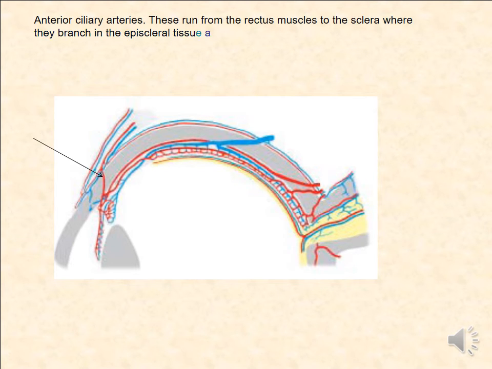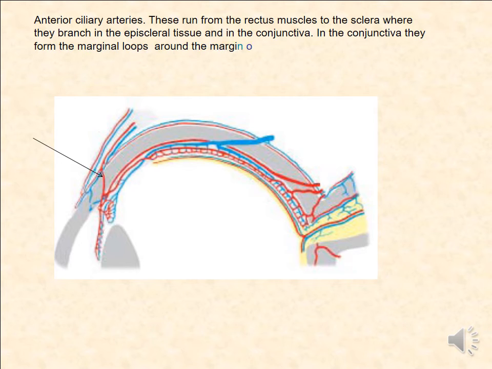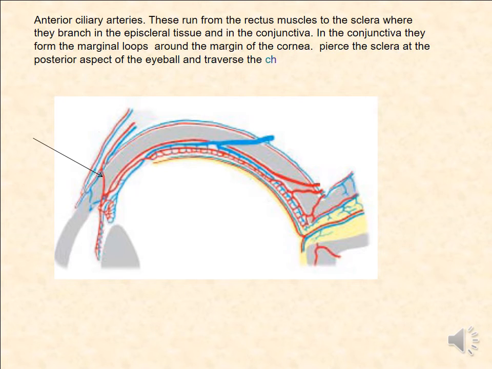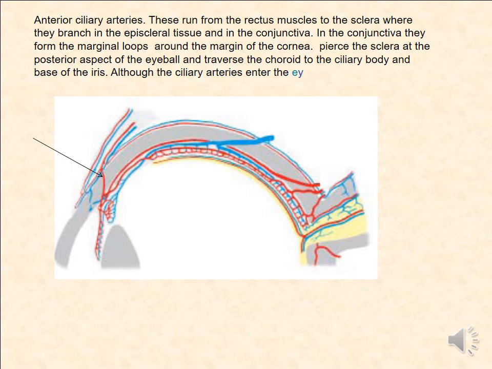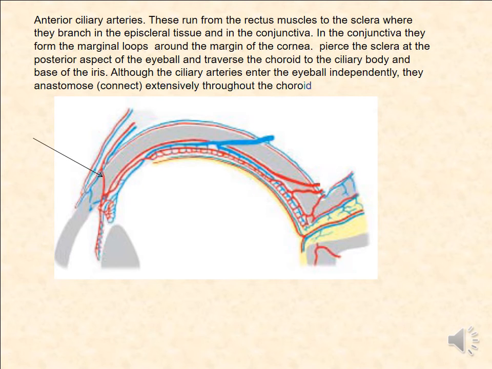And the other branch of the ciliary artery is the anterior ciliary artery. This runs from the rectus muscle to the sclera, where it branches in the episcleral tissue and in the conjunctiva. In the conjunctiva, they form the marginal loops around the margin of the cornea, pierce the sclera at the posterior aspect of the eyeball, and traverse the choroid to the ciliary body and base of the iris. Also, the ciliary arteries enter the eyeball, and independently the anastomoses connect extensively throughout the choroid. This is the other branch of the ciliary artery, called the anterior ciliary artery.